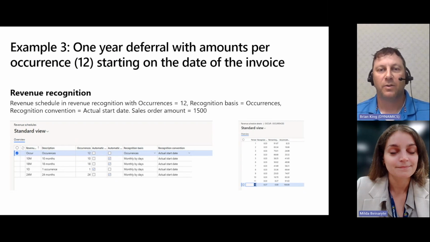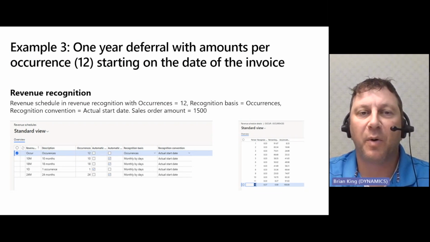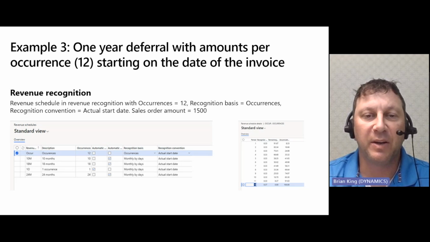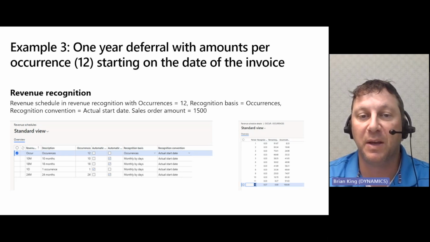Thanks, Milda. So for our third example, we'll look at a scenario where we have a 1-year deferral with the amounts per occurrence starting on the invoice date. So in the revenue recognition standpoint or setup, we'd set this up as a recognition basis of occurrences, with those occurrences being 12, and our convention would be actual start date. So in this case, we'll start with our same sales order of $1,500.